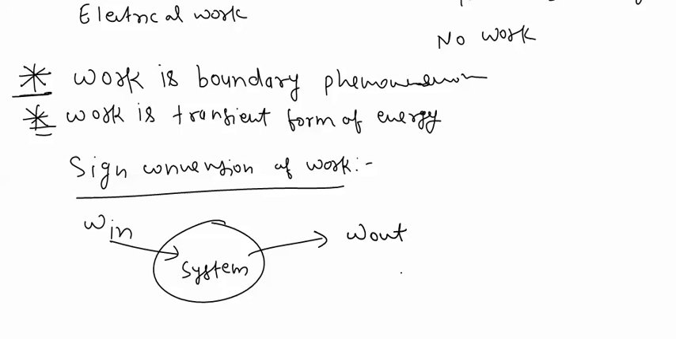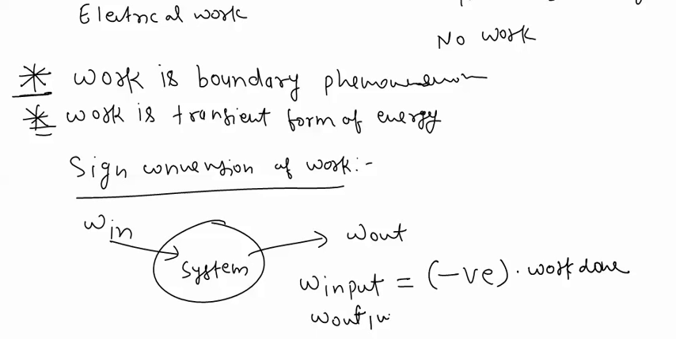So, work input which is given to the system is considered as negative work done, and work output is always considered as positive work output or work done. That is the sign convention of work.